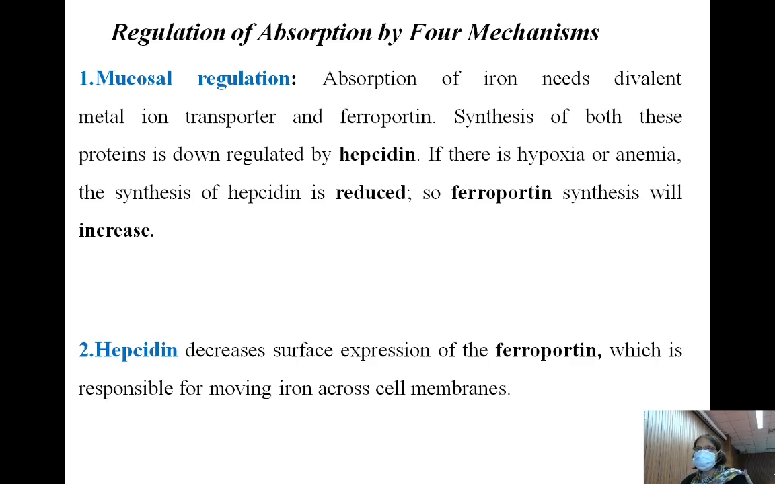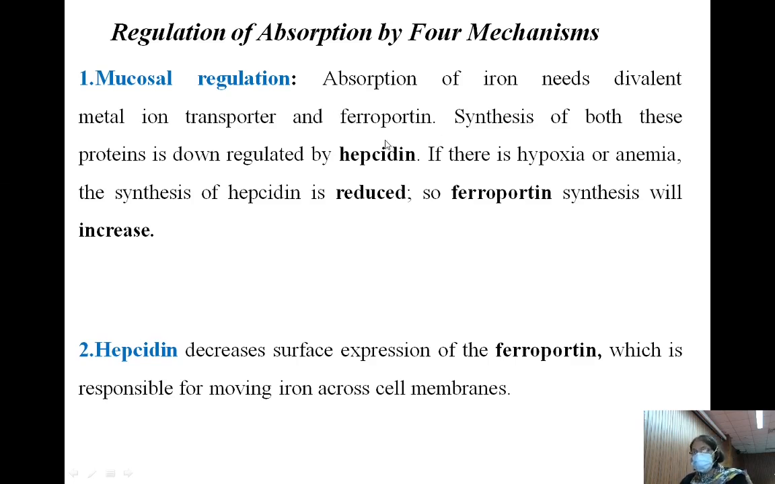Synthesis of both of these proteins, DMT (divalent metal transporter 1) and ferroportin, is down regulated. Down regulated means synthesis is reduced or repressed, and that is done by hepcidin. Hepcidin is another master protein, which is responsible for down regulation of iron absorption by reducing the synthesis of DMT and ferroportin.